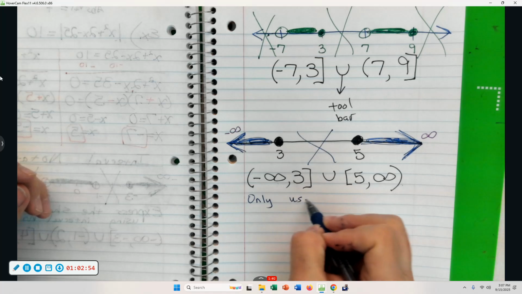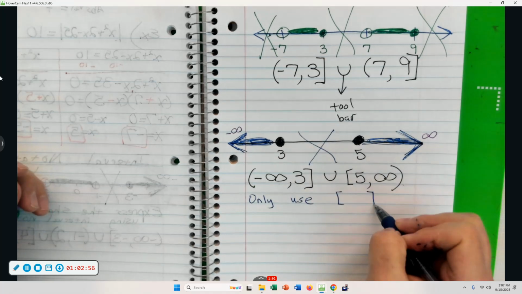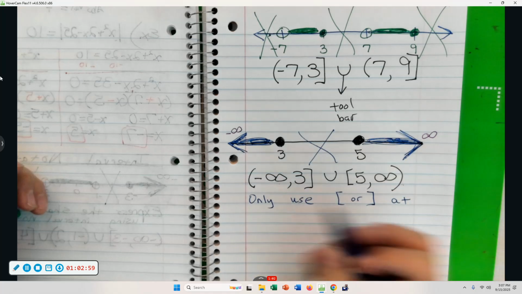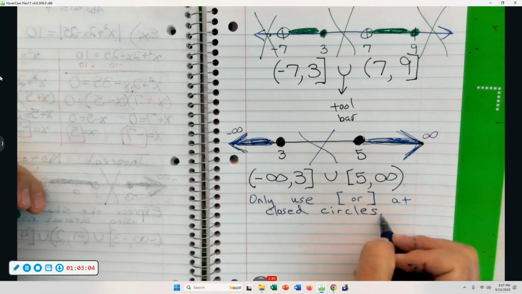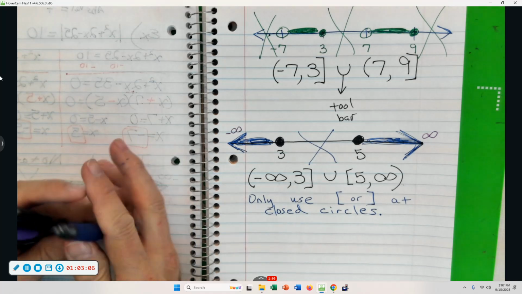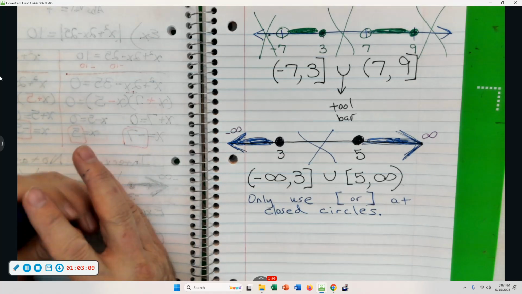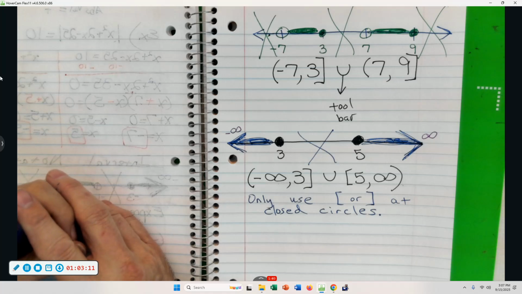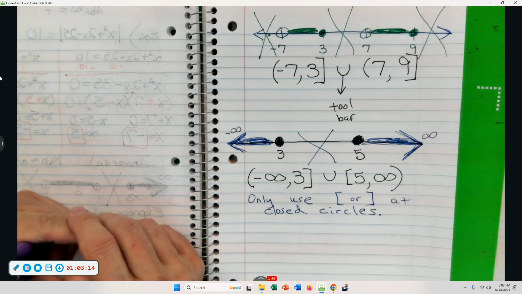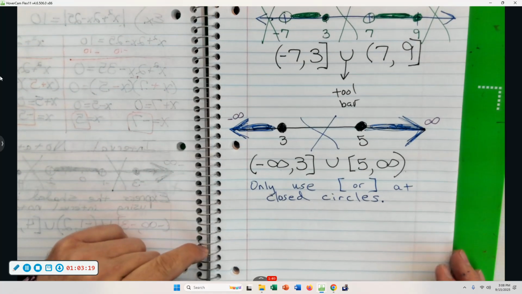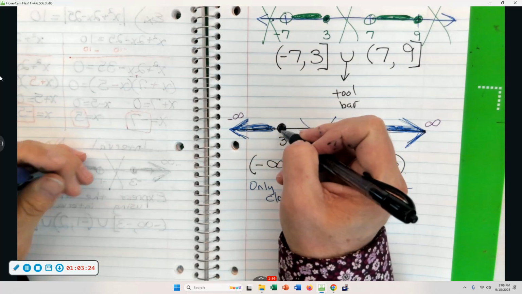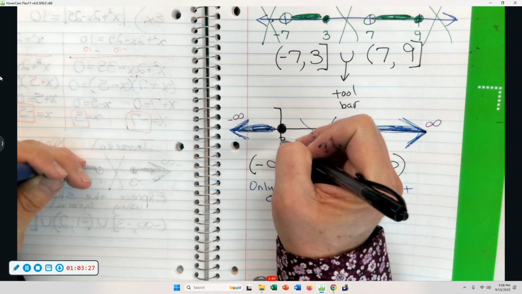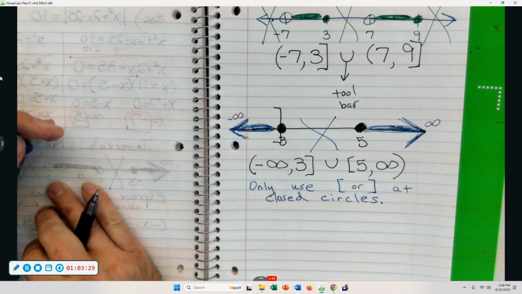Only use a rectangular bracket at closed circles. Anywhere else you're using parentheses. Some of y'all may have not used open circles and closed circles when you did interval notation. It's possible they would have done this. In place of the closed circle, they'd put a bracket facing towards the shaded area.